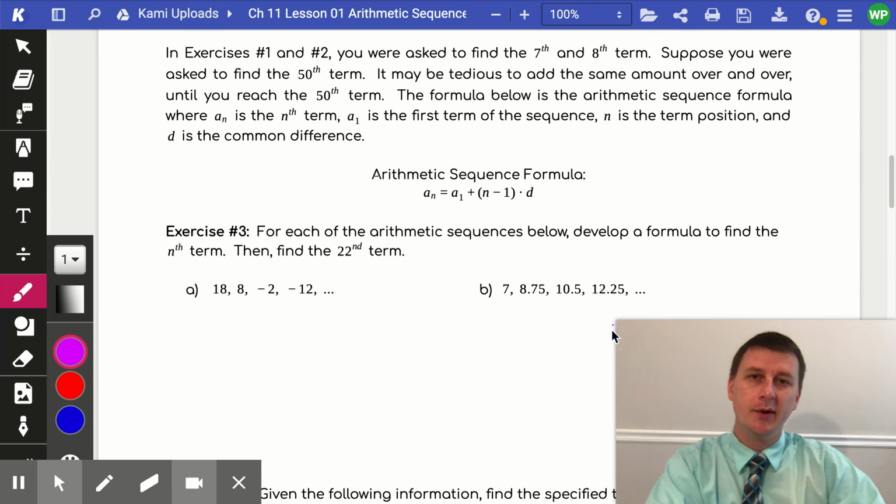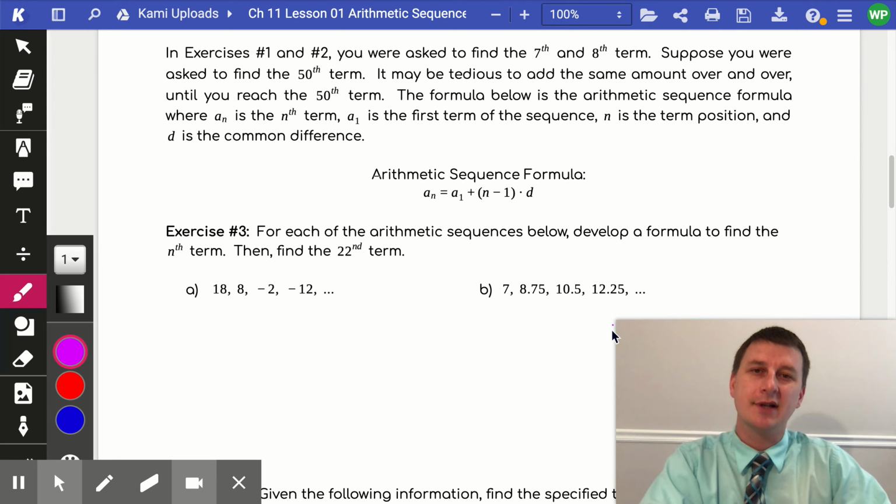We are in the 11th chapter where we talk about sequences, and we are specifically talking about arithmetic sequences right now. You probably just watched exercises numbers 1 and 2, so now, without further ado, we're going to look at exercise number 3. But first, let's recap.